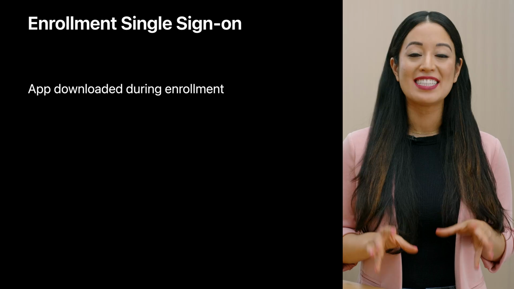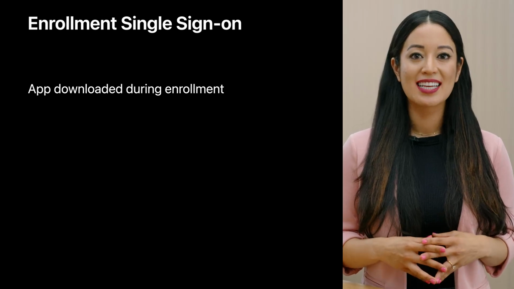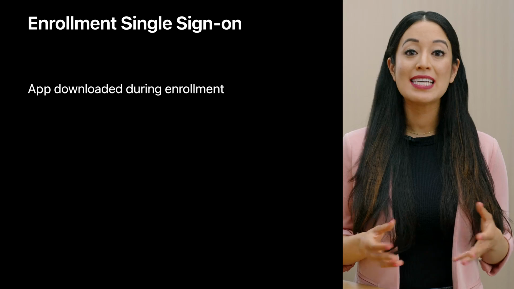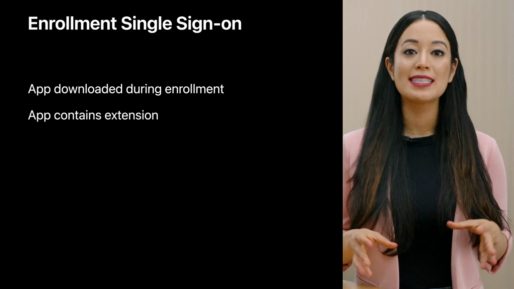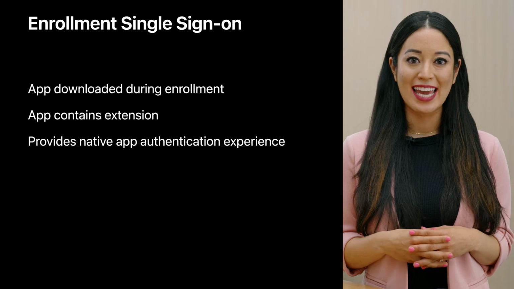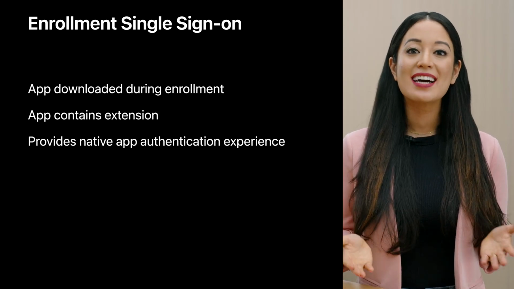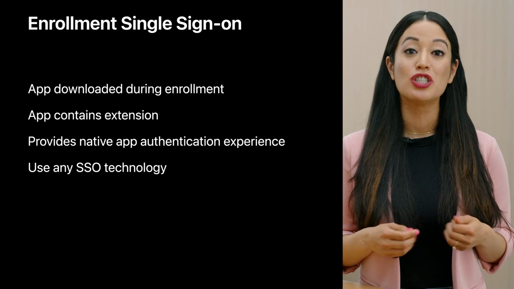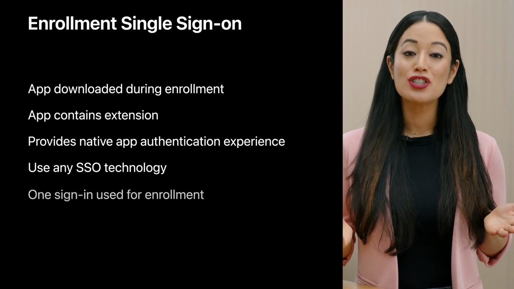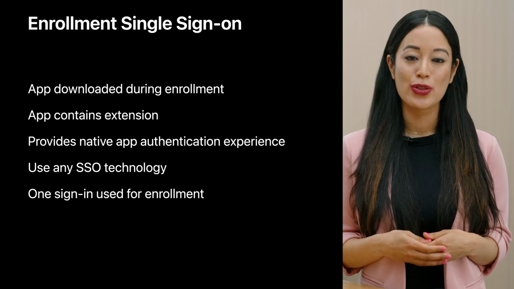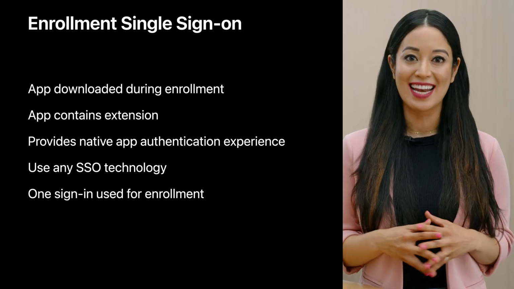Users start out by entering their email address and settings. They are then prompted to download an app from the App Store. This app, which contains an enrollment single sign-on extension, provides a native UI to perform the authentication steps. Because this is an app-based model, you can use any authentication technology you choose. As a user, sign in once. The app will then sign in to get you through the enrollment flow without having to sign in again.